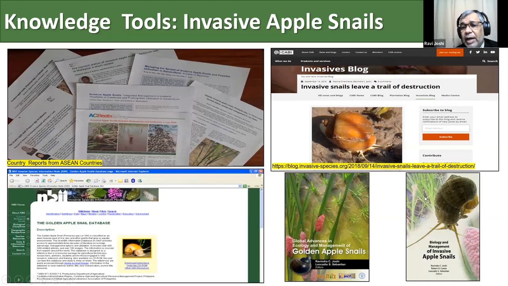These are some of the publications. Again, on the extreme right-hand side is the latest book on the biology and management of invasive apple snail. This is a global book. There are chapters from all over the countries, including the earlier book, where there is a chapter also from Indonesia. And now recently we have come out with country reports from all the ASEAN countries. We have a report from Indonesia, from Myanmar, from Malaysia, and in Indonesia, from the Institute of Science in Bogor. The researchers from Bogor who are working on snails have contributed, and this is all published internationally.